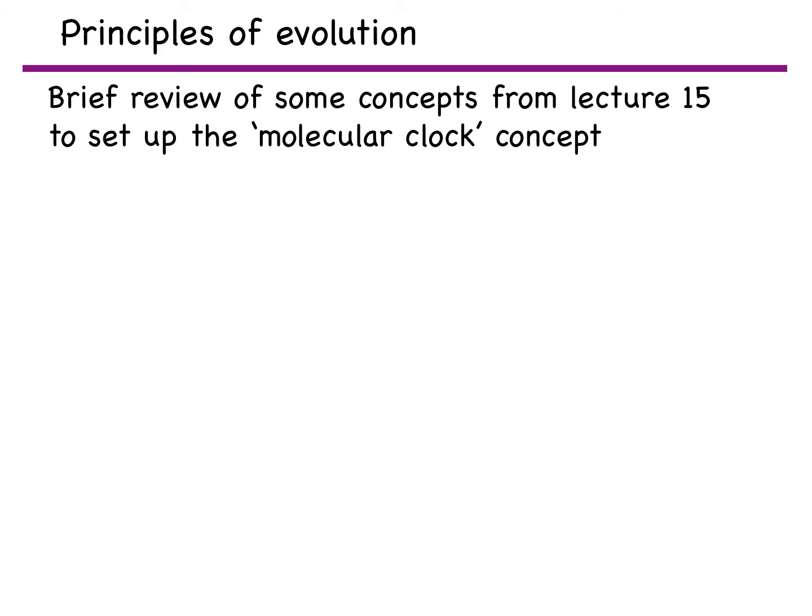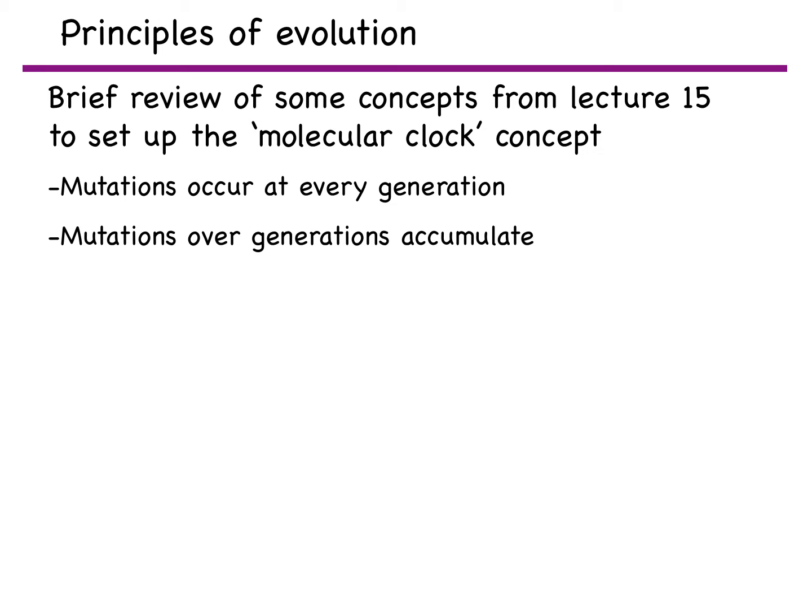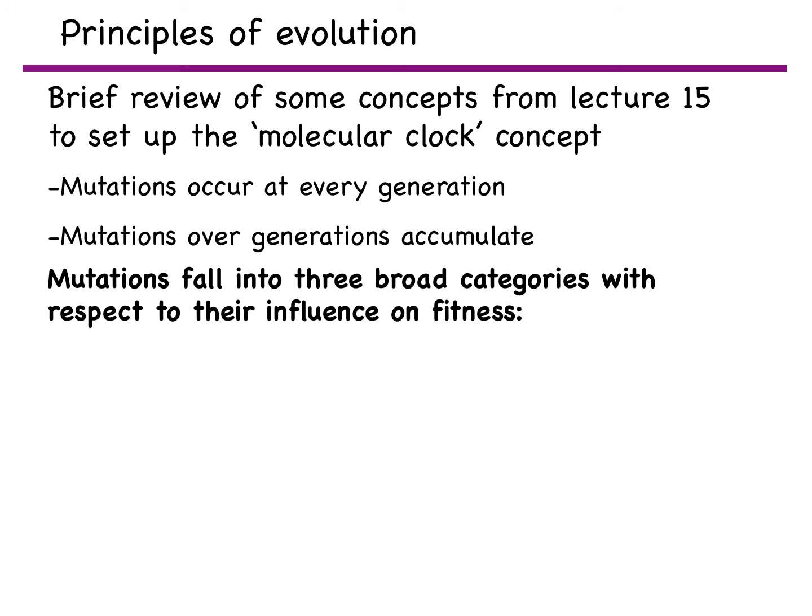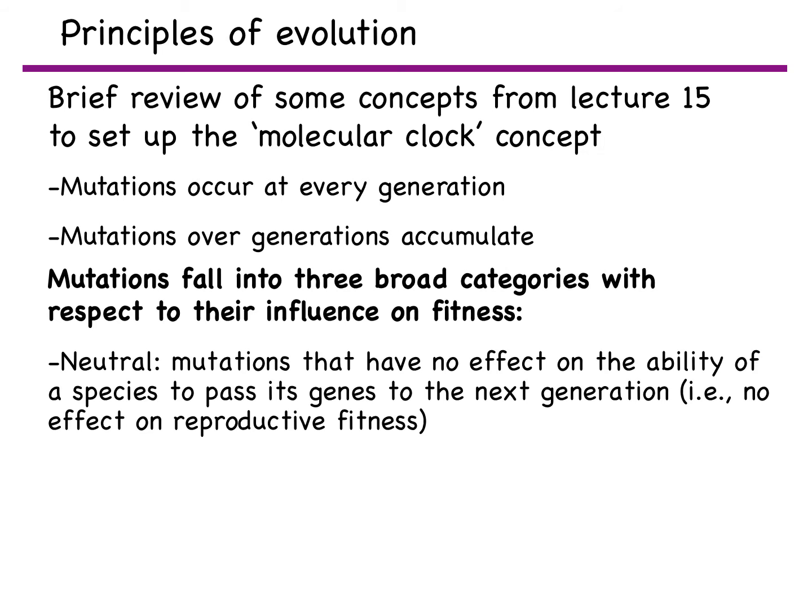From last lecture, I mentioned that mutations occur at every generation. Mutations over the generations accumulate. And I also mentioned that mutations fall into three broad categories depending on their effects on fitness. Neutral mutations are the ones I'm mostly going to talk about today. These are mutations that have no effect on the ability of a species to pass its genes on to the next generation, so they have no effect on reproductive fitness.